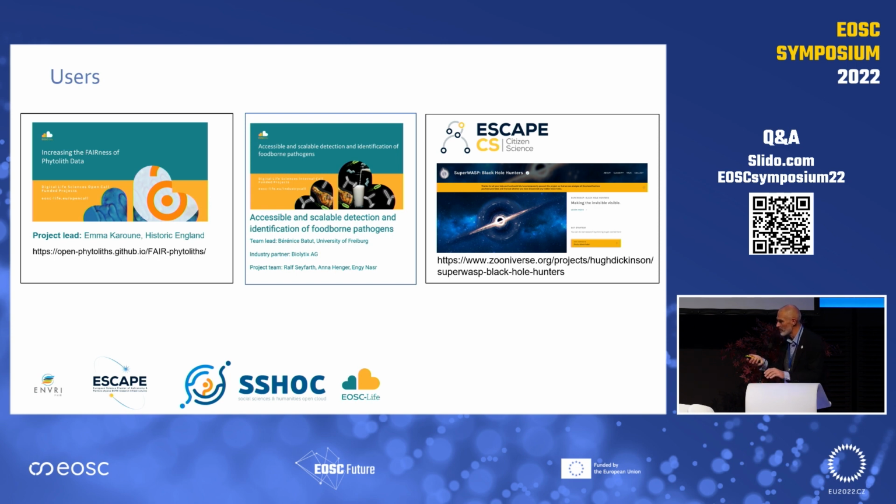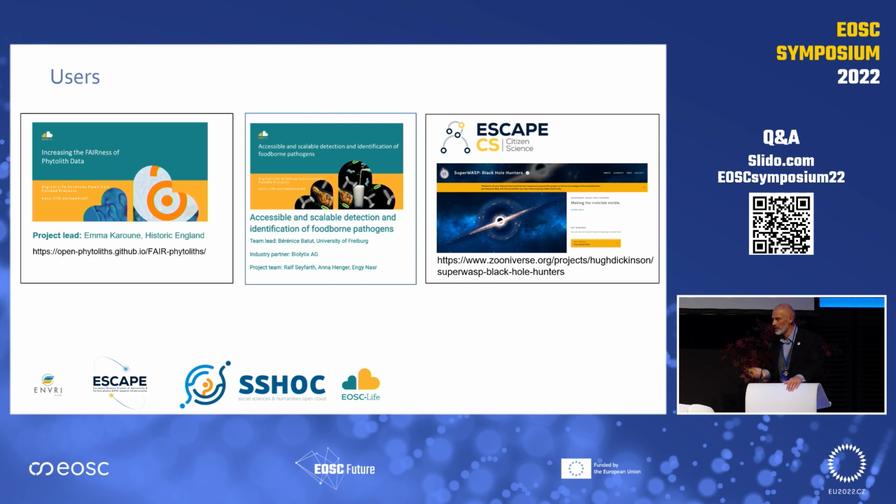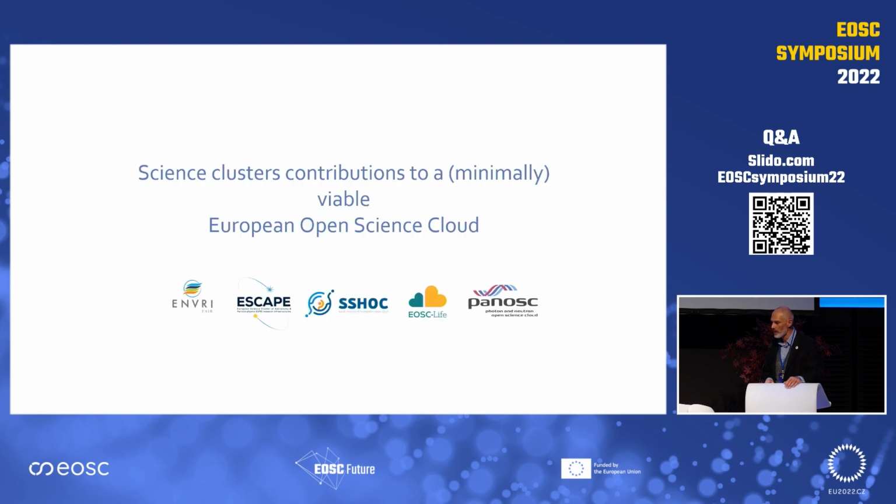And finally, of course, our colleagues in the ESCAPE cluster, astronomy, have a marvelous citizen science program, and this is one of several projects. This is on spotting black holes in astronomic images, and again, it's running out of a consistent set of EOSC services. So I'd like to stop there, and thank you very much.